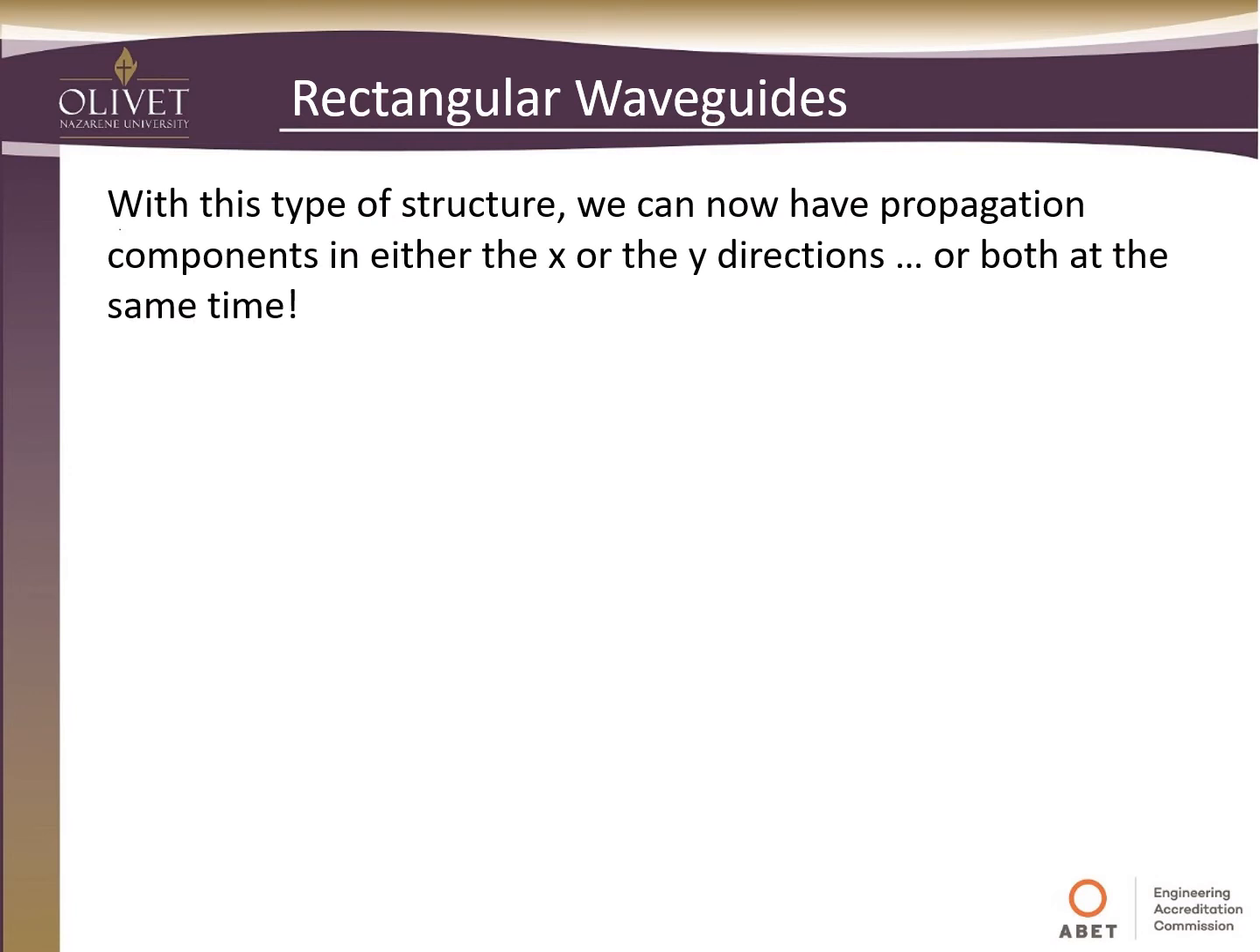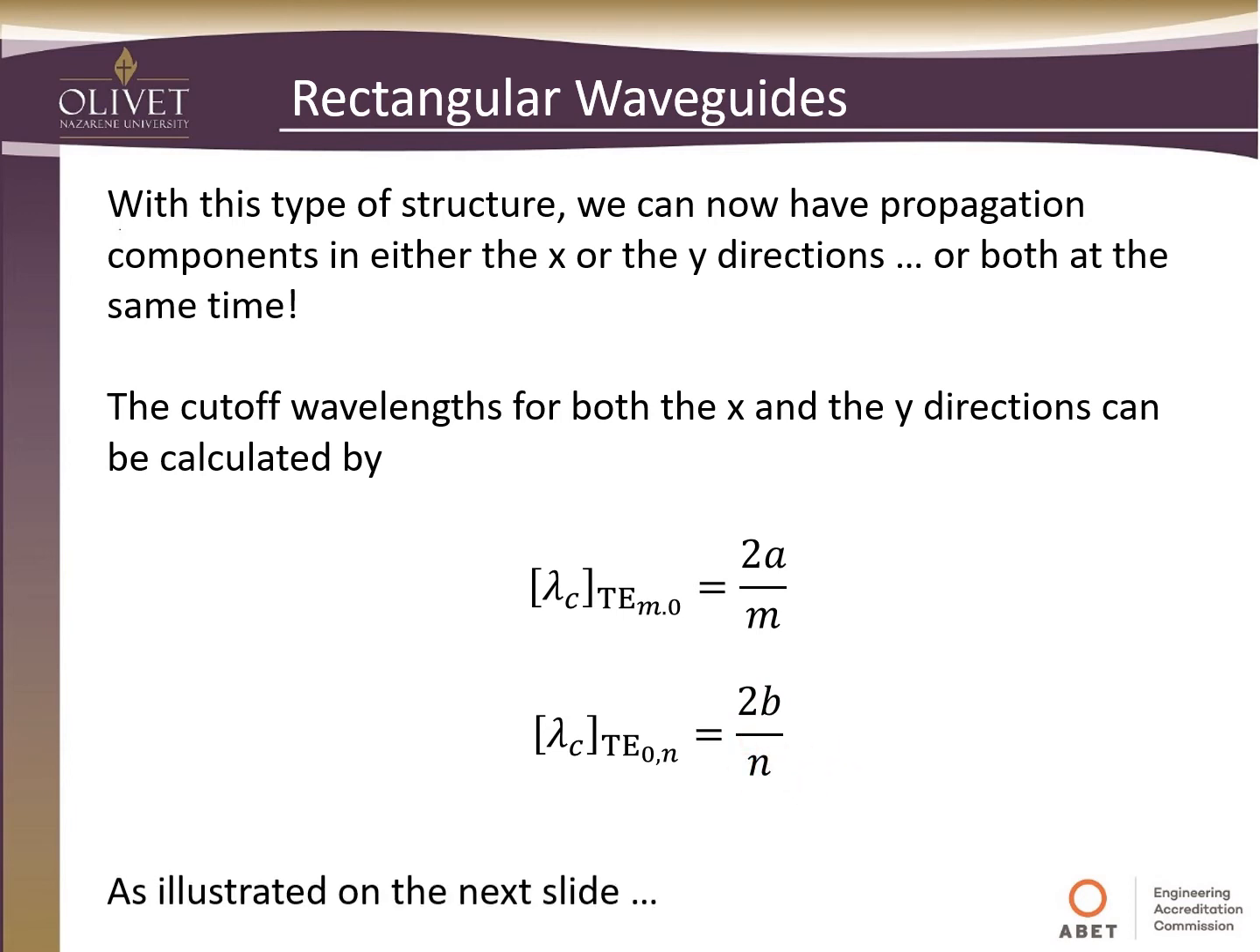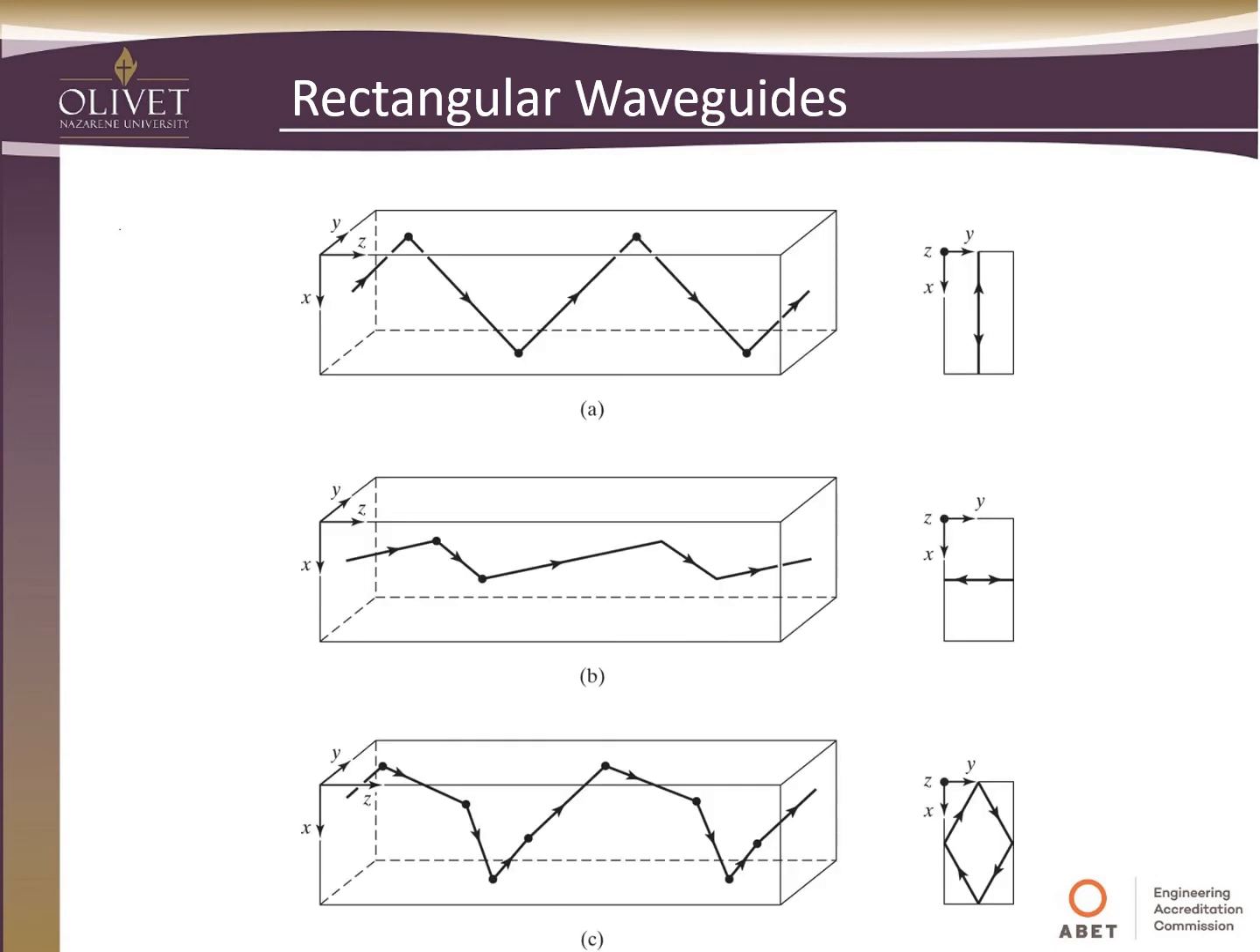So with this type of structure, we can now have propagation components in either the X or the Y direction, or even better, we can do both at the same time. So the cutoff wavelengths for both the X and Y directions can be calculated by these equations here. So for the M, which are associated with the X direction, it would be 2A divided by M, which depends on which mode we're looking to propagate or how many half wavelengths. And then TE_0N would be 2B, which is in the Y direction, divided by how many half wavelengths we want in that direction.